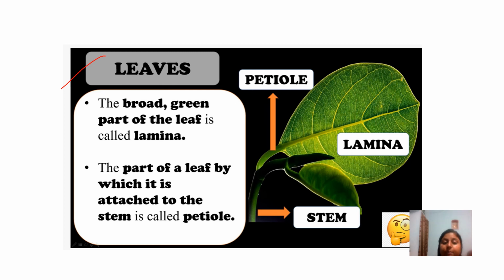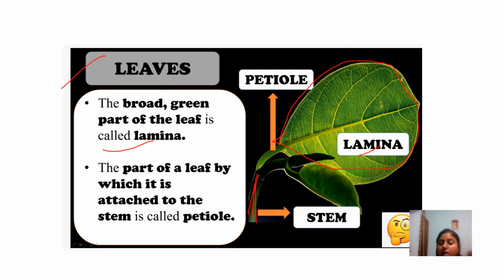Now, see here, leaves. The broader green part of the leaf is called lamina. In this picture, this is the leaf, and this broader part is called lamina. And this is a stem, and we all know that this is a stem. The petiole is the part which is attached to the stem.